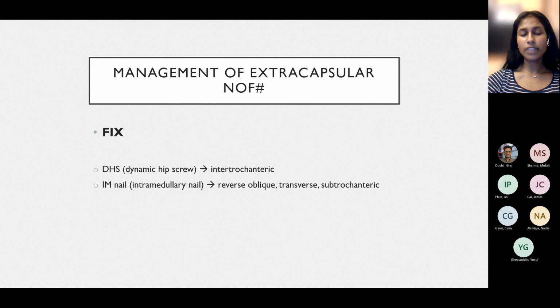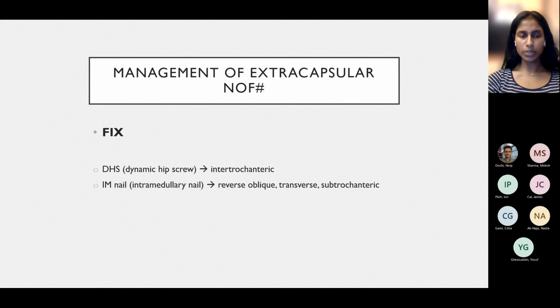Any ideas on what management for extracapsular is? Is it fixing? Is it replacing? Do we use another replacement? Is it cannulated screws again, or some other kind of fancy equipment? Fix. Brilliant. Yes, it's fixing.